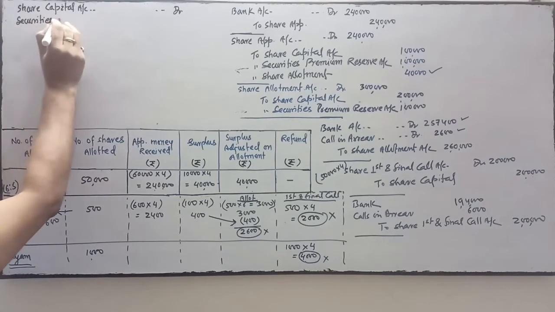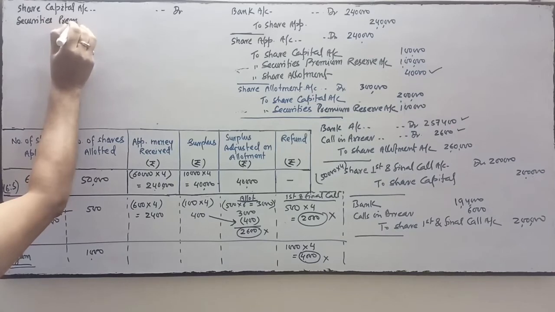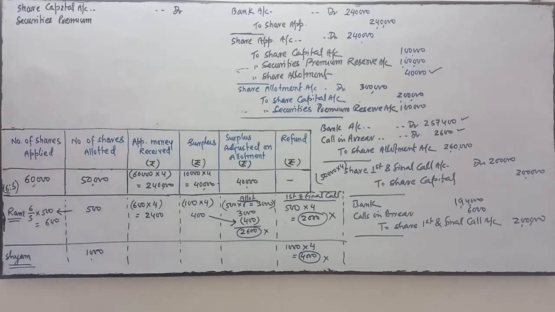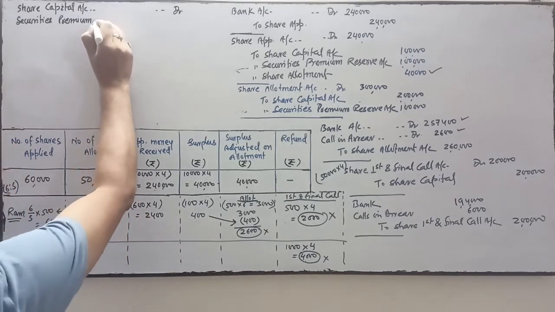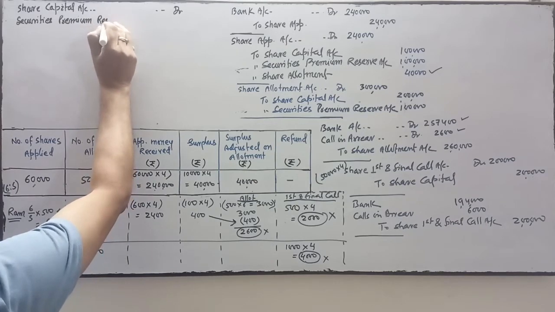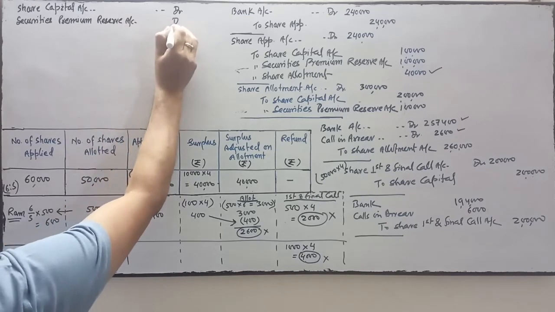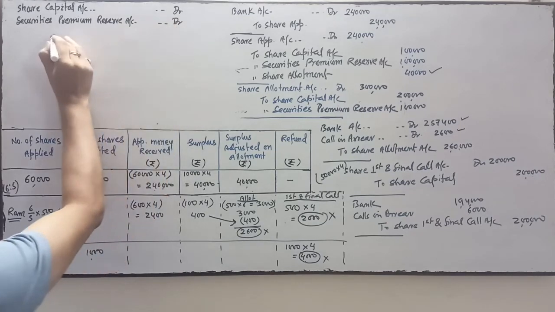Securities premium reserve: if the shareholder didn't pay the application and allotment amount where the premium money was there, if premium money is not paid by the defaulters whose shares are going to be forfeited, however that securities premium reserve is credited but not paid, then the securities premium reserve will be cancelled. This will also be cancelled. Premium is credited but the amount is not received.